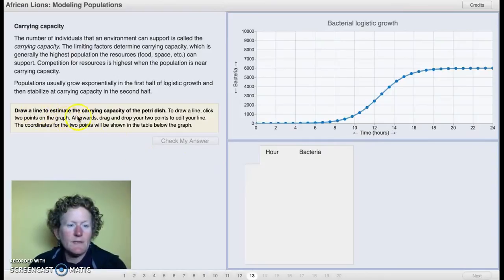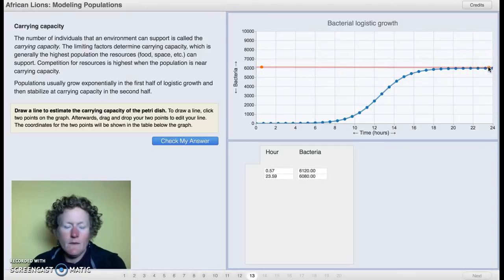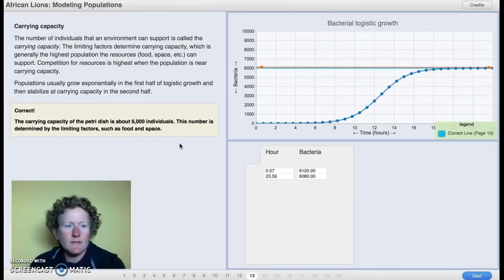So here we're going to draw a line to estimate the carrying capacity of the petri dish. To draw a line, we're going to click 2 points on the graph. Afterwards, drag and drop your 2 points to edit your line. The coordinates for the 2 points in the table will be shown below. So the coordinates, the X and Y coordinates, will be shown here. I think it's right around here, so I'm going to draw a line from here over to here. And we'll check my answer. Lo and behold, I was correct. The carrying capacity of the petri dish is about 6,000 bacteria, limited by food and space.